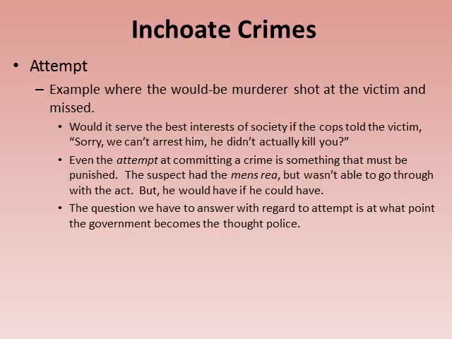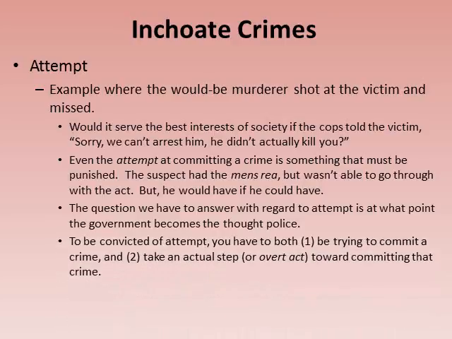So how do we balance those two concerns: stopping this kind of criminal activity from happening that hasn't quite been completed yet, versus not being the thought police? Well, to be convicted of attempt, you have to have two things. First, you have to be trying to commit a crime. And second, you have to take an actual step, or what the law says is an overt act, toward committing that crime. So it's not just enough to be sitting around thinking bad thoughts about someone. You actually have to take some kind of actual overt action toward completing that crime.